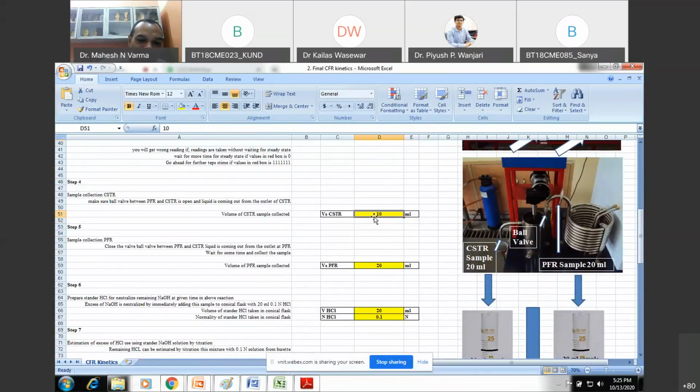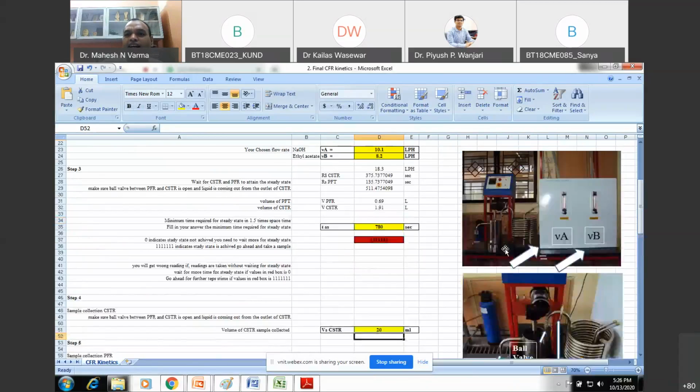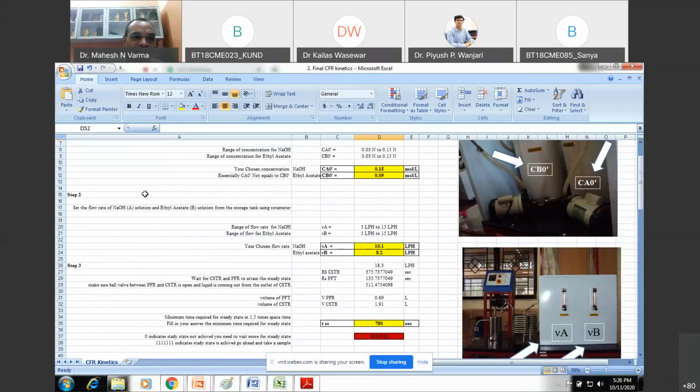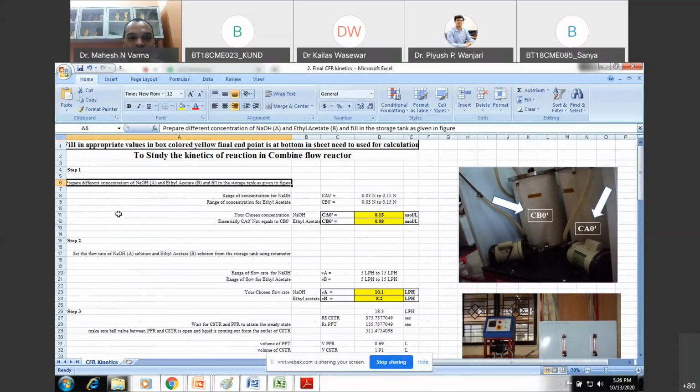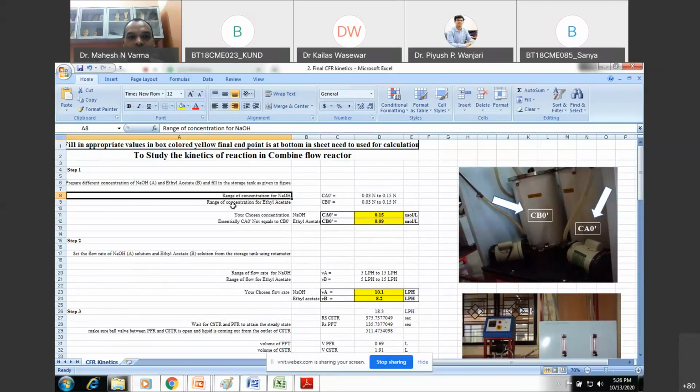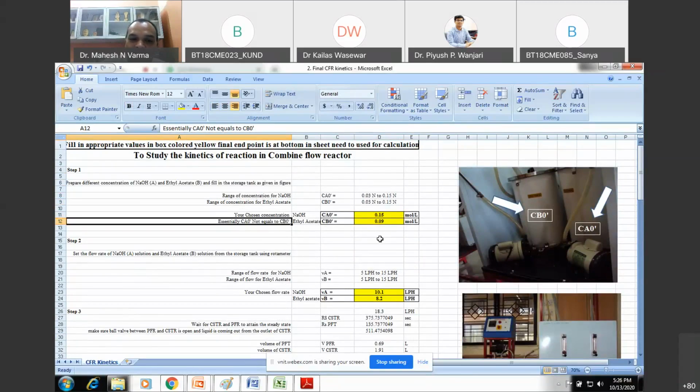This Excel file is designed in such a way that it will give you the feel of virtual experimentation. And on the side, everything is mentioned. What is step one? You read it here. Prepare the different concentrations of NaOH and ethyl acetate. The range of NaOH you need to take, the range of ethyl acetate you need to take. And how to select this?